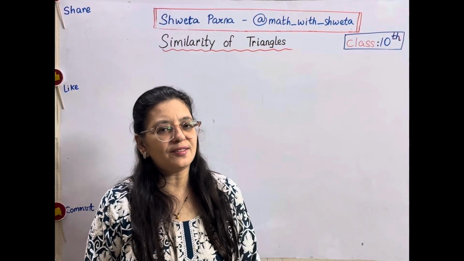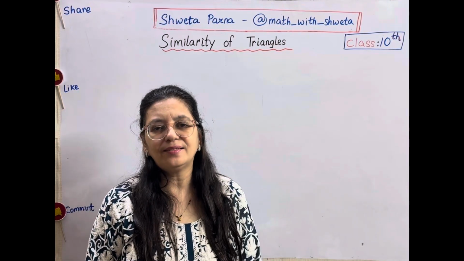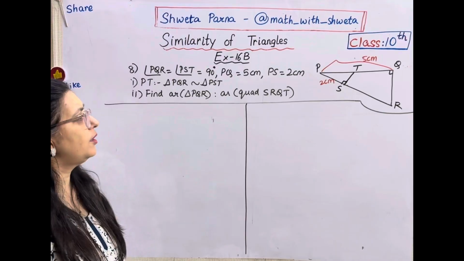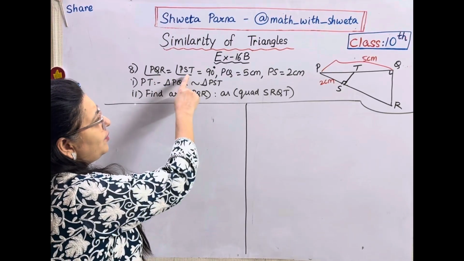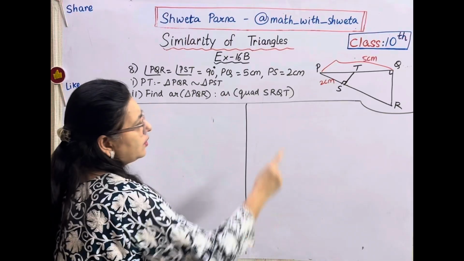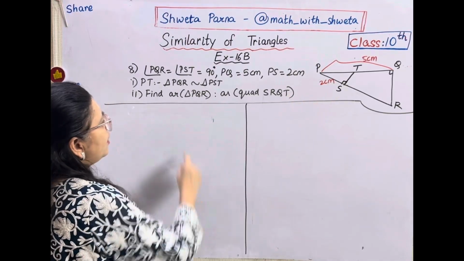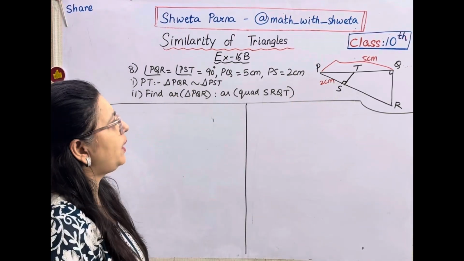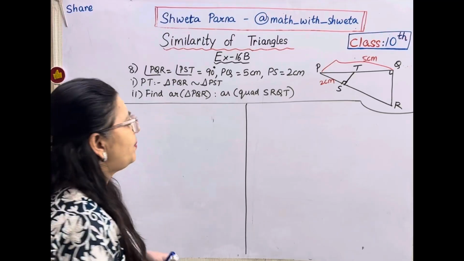We'll continue with the sums from exercise 16b. Let's go to question number 8. Angle PQR is equal to angle PST is equal to 90 degrees. Both are 90 degrees. The measurements of the sides I have written. You have to prove that triangle PQR is similar to triangle PST.